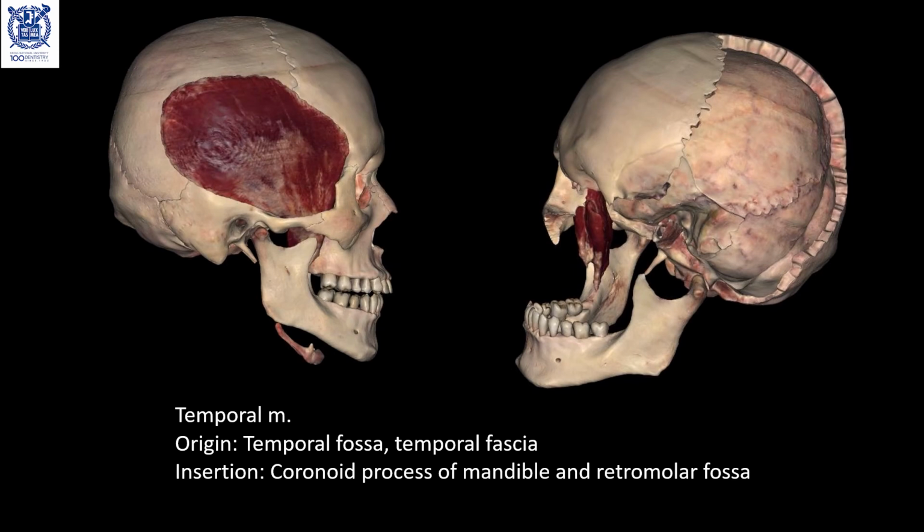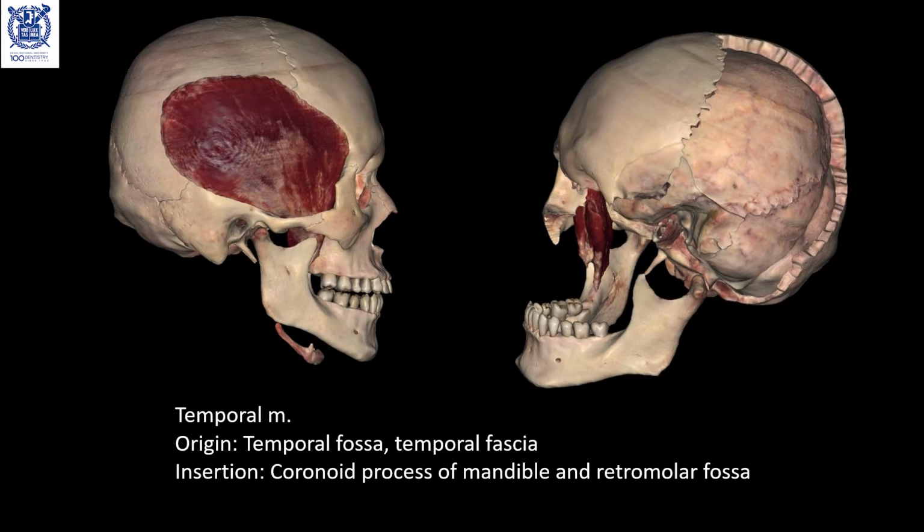The first is temporalis muscle, also known as the temporal muscle. It is a broad fan-shaped convergent muscle on each side of the head that fills the temporal fossa superior to the zygomatic arch, so it covers much of the temporal bone. This muscle arises from the temporal fossa and the deep part of the temporal fascia. This is a very broad area of attachment.